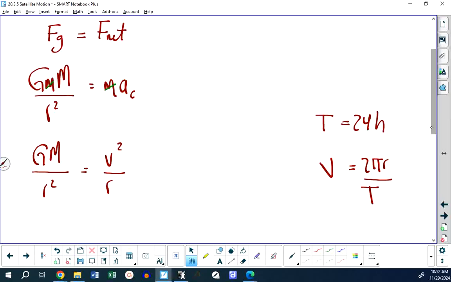So the solution is to put in the other form for the centripetal acceleration. Right? Centripetal acceleration is V squared over R, but it's also that thing.